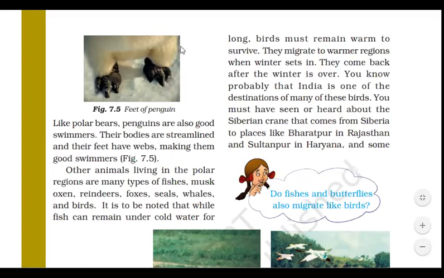Anyone? Going from one place to another place, right? This is what we mean in English. We studied migration as going from one place to another place. Now, some animals or some birds migrate due to change in weather, or due to some other conditions, for example, some other reasons.